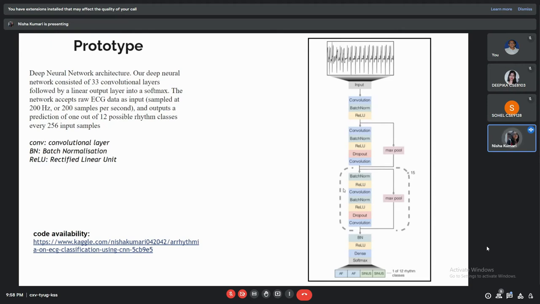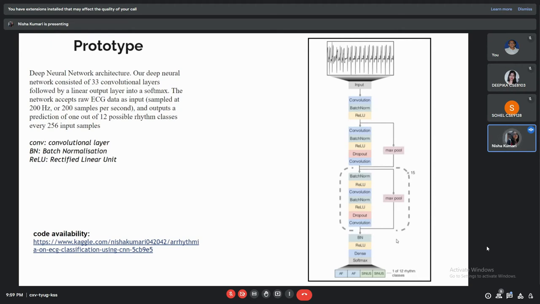And after that, we can see there is another convolutional layer, and this time this will run for 15 times, that is, it will run for 15 epochs. Now comes the output layer or the final layer of our neural network. Here we could see a new layer called the dense layer.